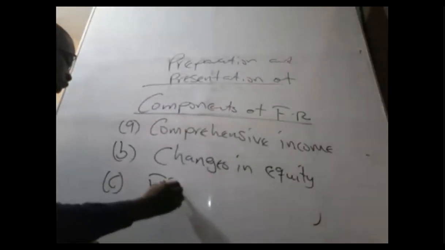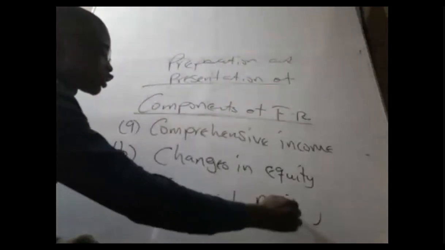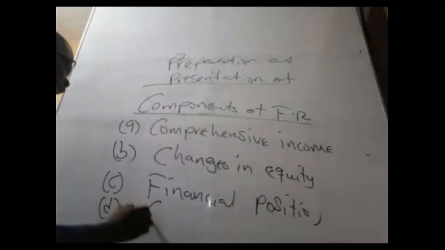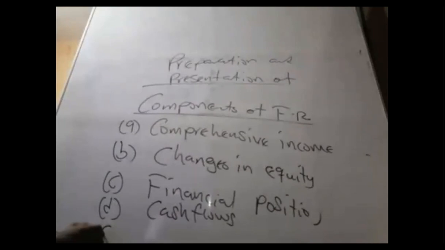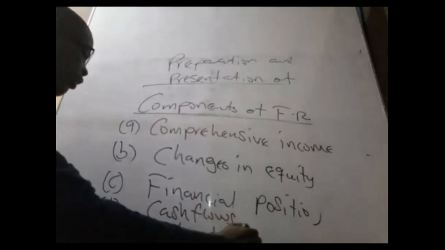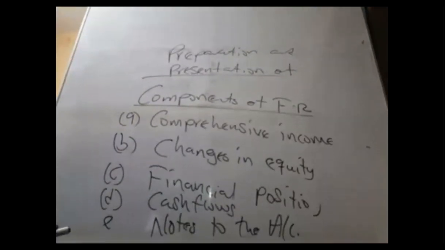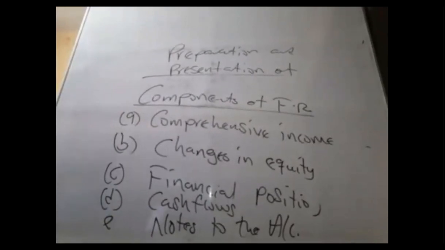We go to C. Statement of financial position. Let's go to statement number 4. Statement of cash flows. Let's go to the last statement. The last statement is what? Notes. Notes to the accounts. That is all. Now, for the purpose of your examination, the notes are your workings. Clearly show all the workings, how you arrive at the figures. That is all. Now, this is the set.